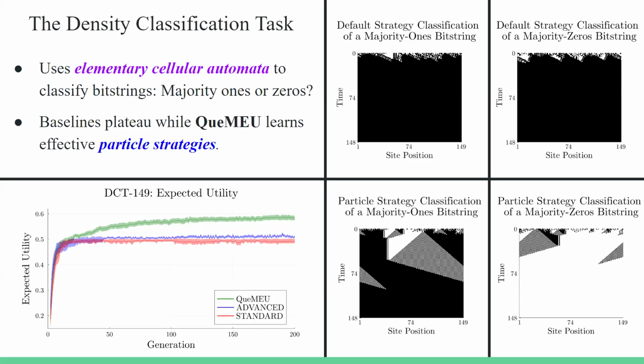More effective particle strategies incorporate and combine information from different portions of the bit string in order to arrive at a more accurate classification. And so you see that both of the baselines plateau at the default strategy, whereas the QMU algorithm attains a more steady growth, and with enough time, it discovers more effective particle strategies.